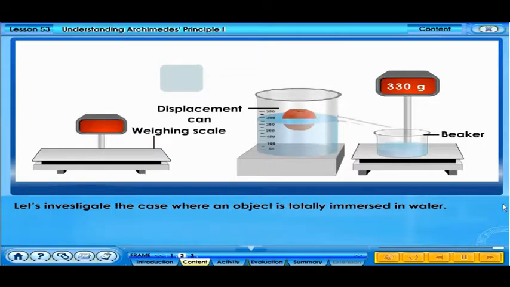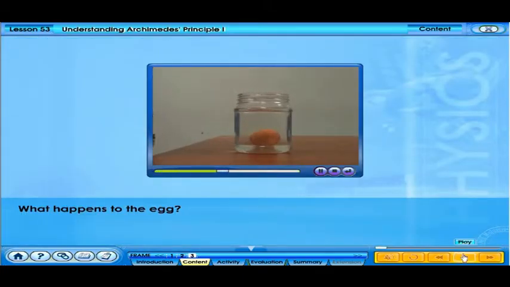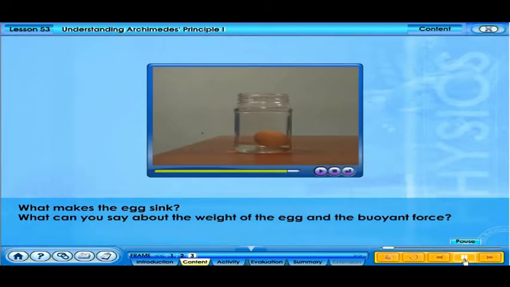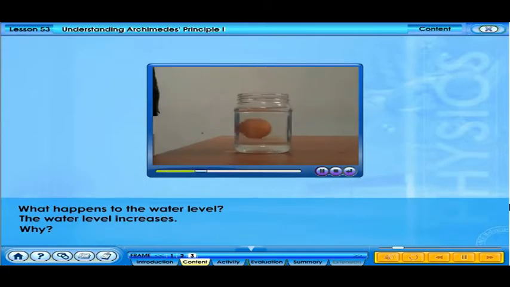Let's investigate the case where an object is totally immersed in water. What happens to the egg? The egg sinks. What makes the egg sink? What can you say about the weight of the egg and the buoyant force? What happens to the water level? The water level increases. Why?